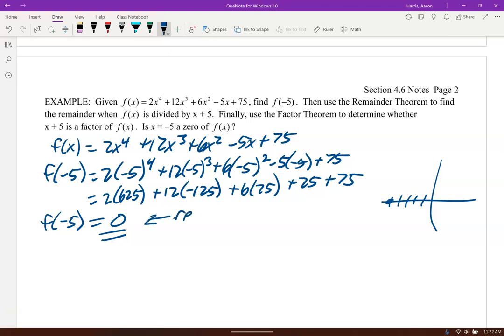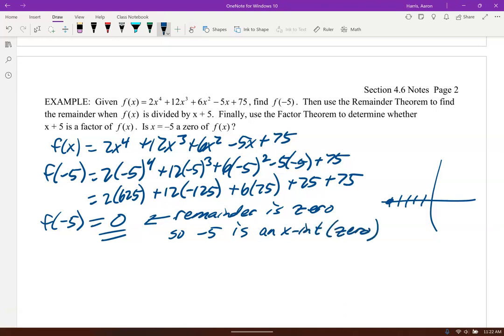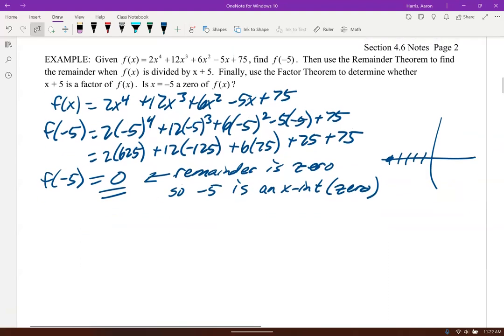So the remainder is 0. So by the factor theorem, -5 is an x-intercept. In other words, it's a 0. All right, let's do it the other way. Let's do it using synthetic division.